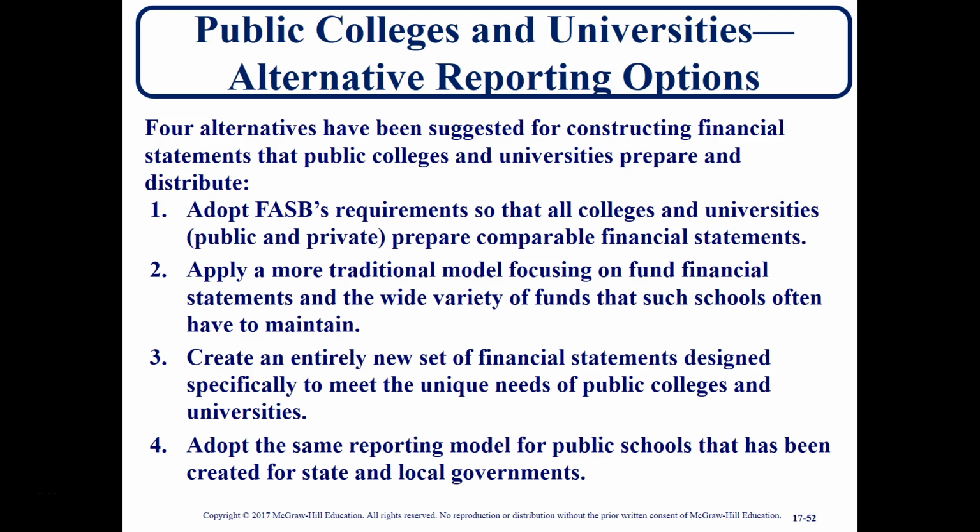What are some alternate reporting options for the public colleges? Number 1, adopt the FASB requirements so that all colleges and universities prepare comparable financial statements. Apply a more traditional model focusing on fund financial statements and the wide variety of funds that such schools have to maintain. Create an entirely new set of financial statements designed specifically to meet the unique needs of public colleges and universities. And adopt the same reporting model for public schools as for state and local governments. So again, these are some alternatives that are currently on the table for discussion.